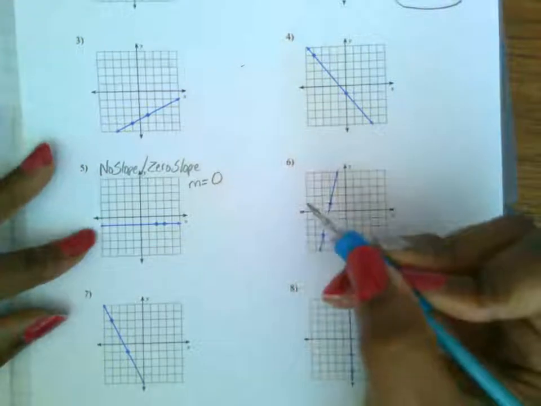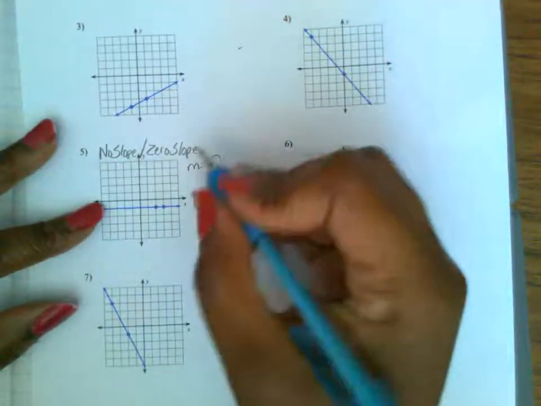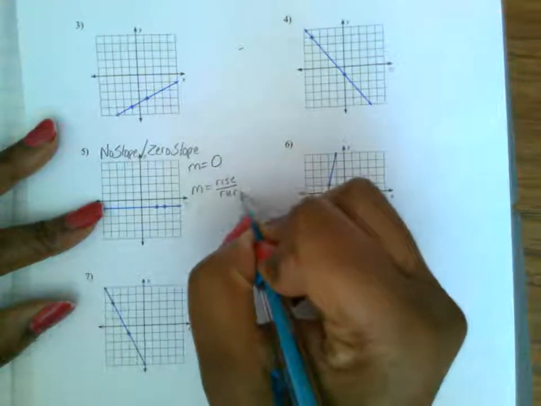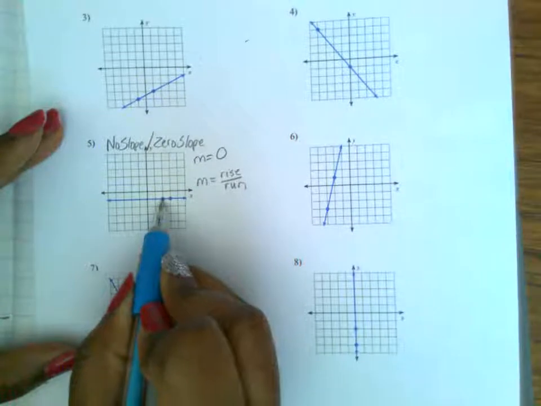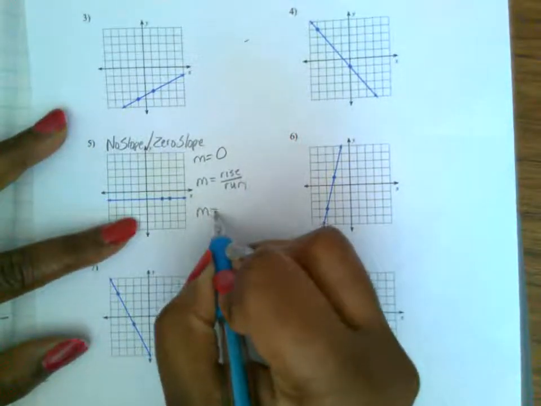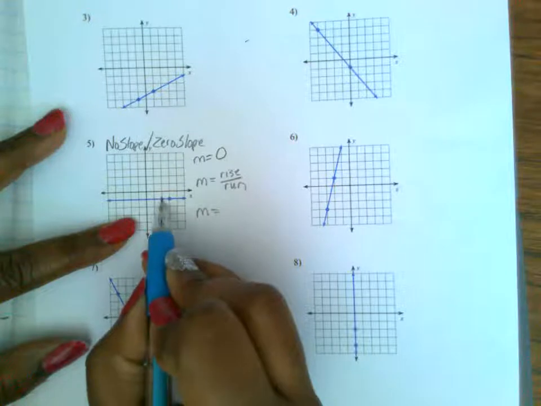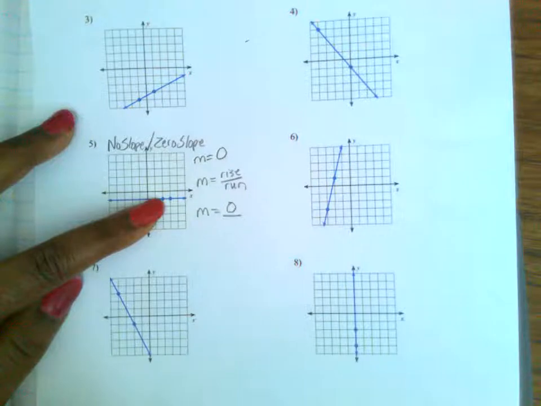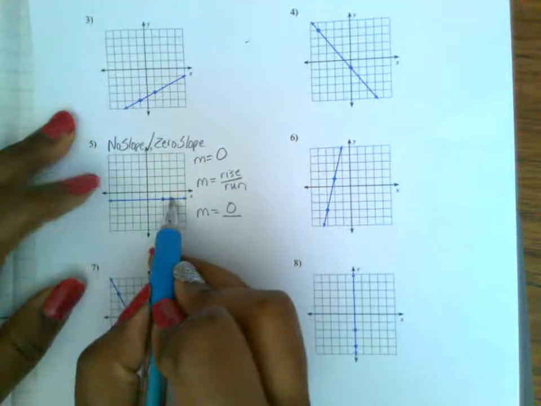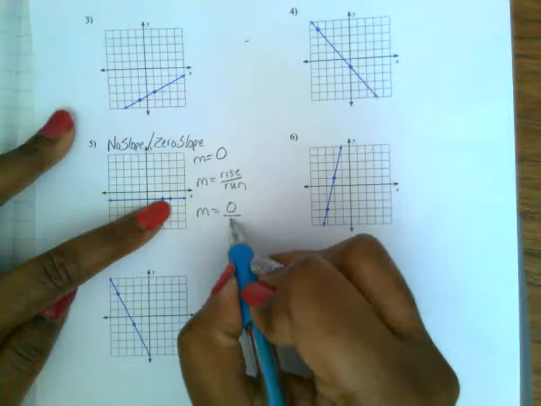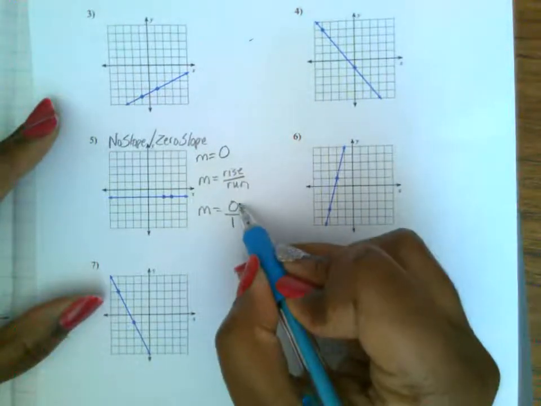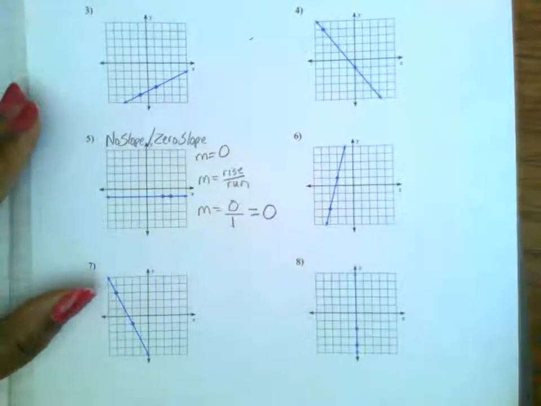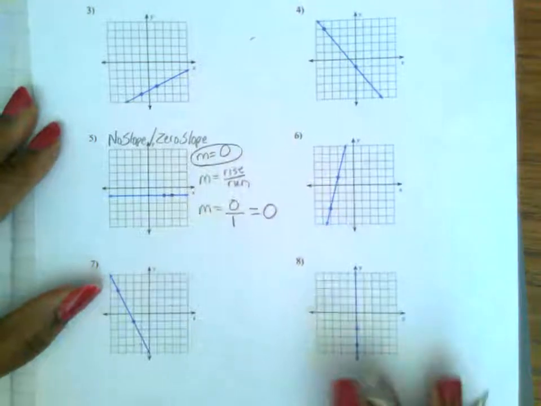How, Miss Reyes, is M equal to 0? So let's go ahead and do rise over run. We're going to go from this point to this point. So here, for my rise, I don't go up or down at all. So my top number is 0. And then I go over to the right 1 time, so my bottom number is 1. 0 over any number is going to equal 0 anyway. So my slope is 0.